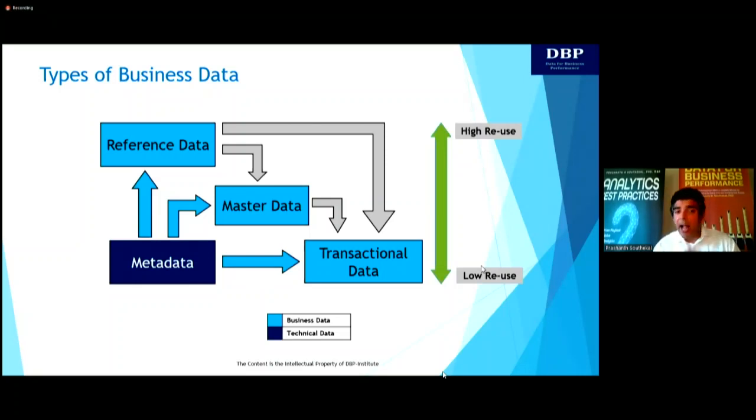And behind the scenes, the IT people are also looking at structuring the data, and that's the metadata. But from a business perspective, broadly, you can look at the data in three major views. Reference data is about categories, master data is about entities, and transactional data is about events.